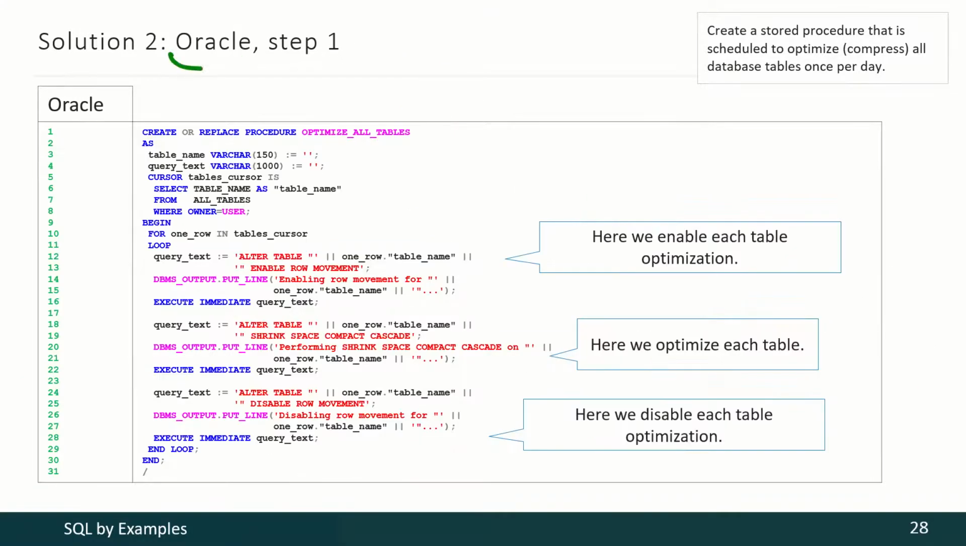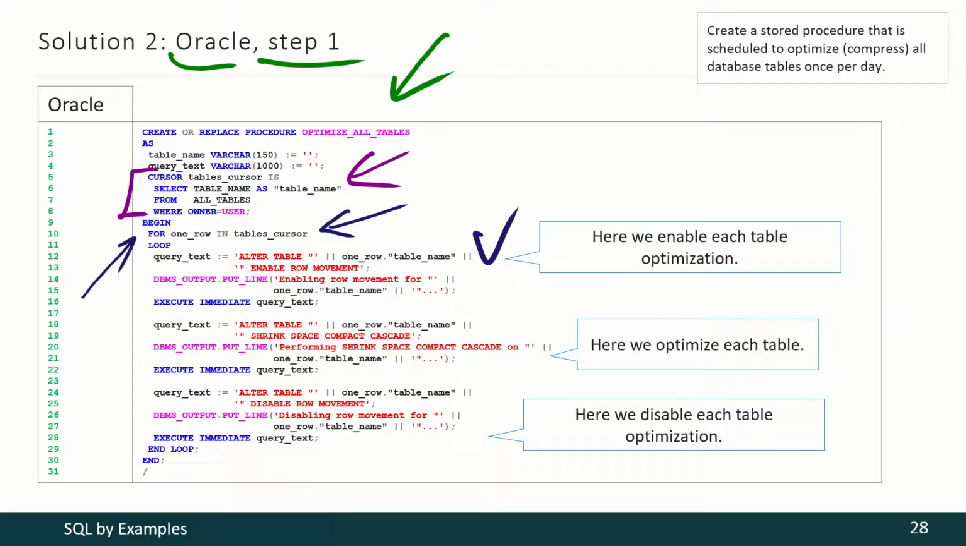And let's continue with Oracle, starting with the procedure creation. Like in both previous DBMSs, here we have to create the cursor for the query that will return us the list of tables in our database. Then for each row in our query result, as for each table in our database, we have to enable table optimization, we have to optimize the table, and then we have to disable the table optimization.